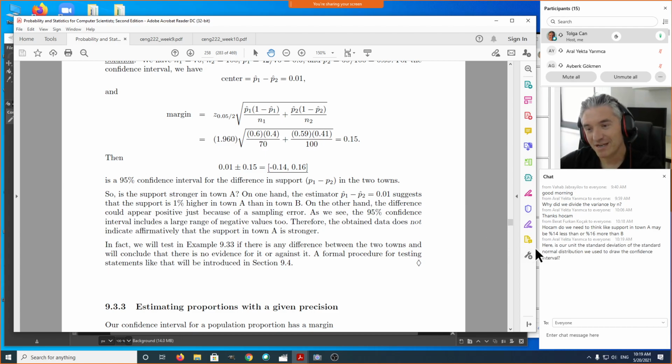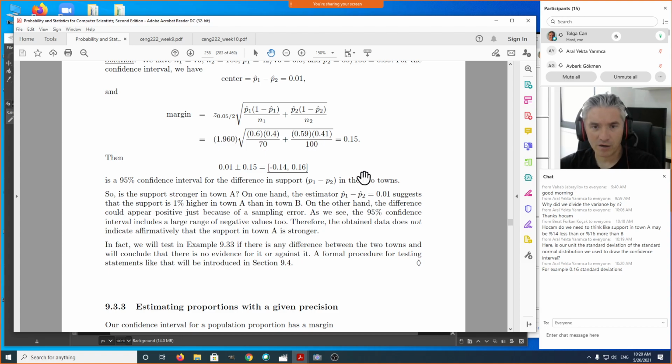So this doesn't tell us much, but the units themselves, 14 points, 16 points, that means something. Actually, it's not the same as saying you're less support, more support. It tells us something. The difference is between these numbers. It's not that much. It's in between those 30% points. Our unit is the standard deviation of the standard normal distribution.